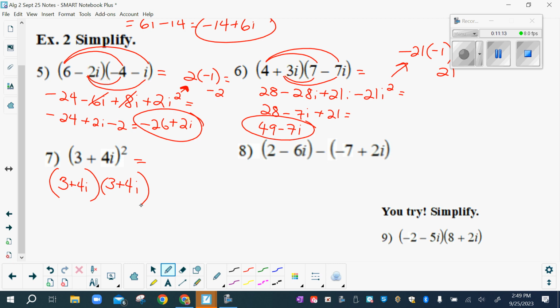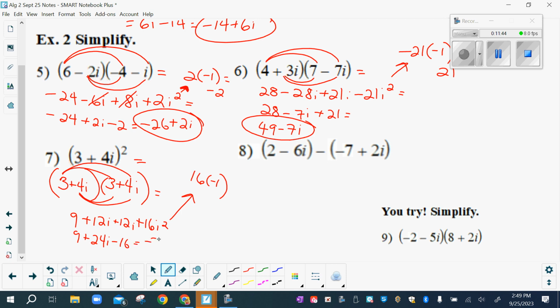The distributive property is multiplication over addition, and this represents this times this. So I'm just going to go quick on this. 9 plus 12i plus 12i plus 16i squared. And then the 16i squared is 16 times negative 1. It would be 9 plus 24i, and then 16 times negative 1 would be negative 16. And this would give us a negative 7 plus 24i.